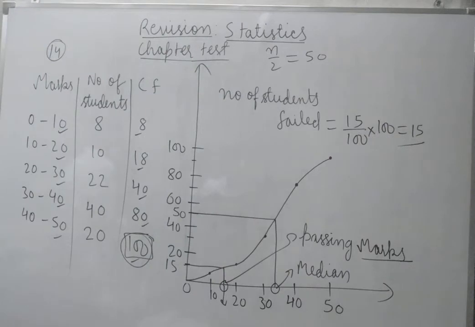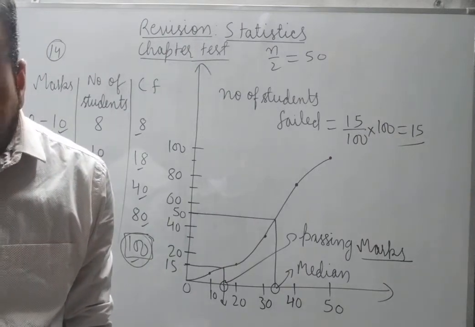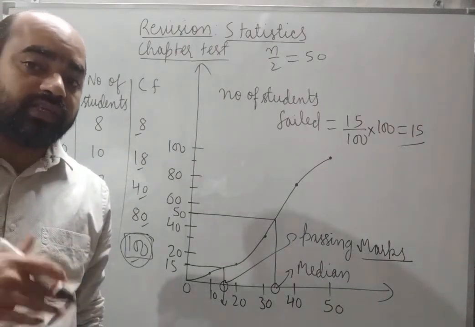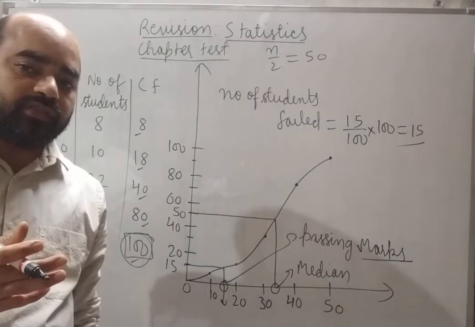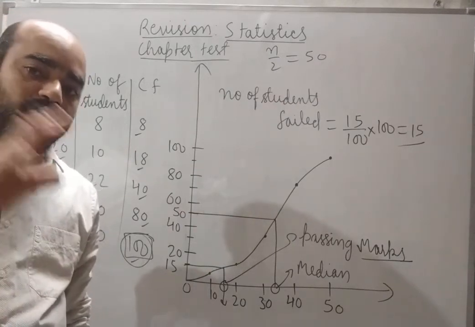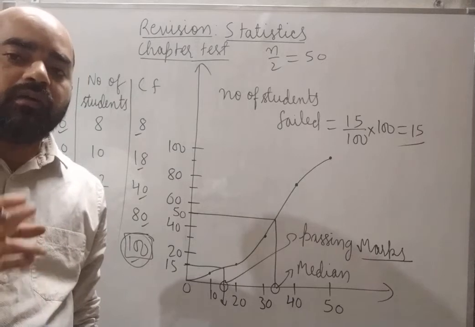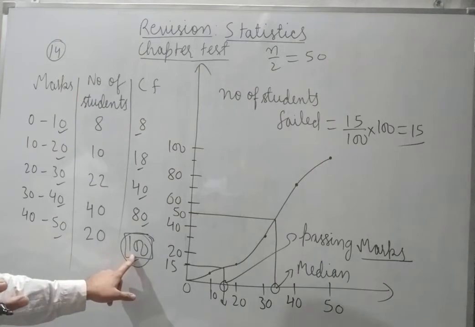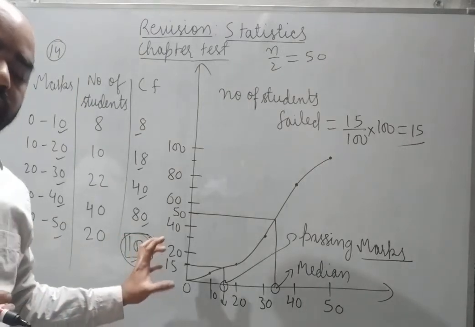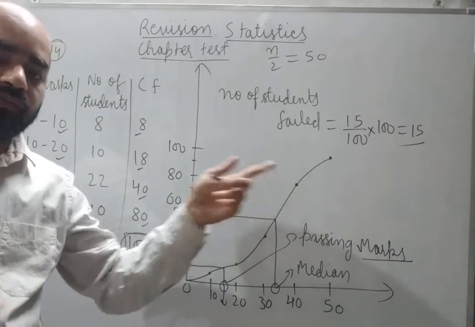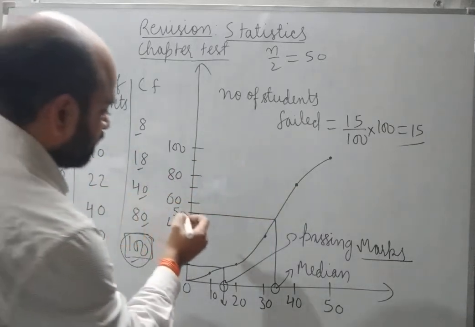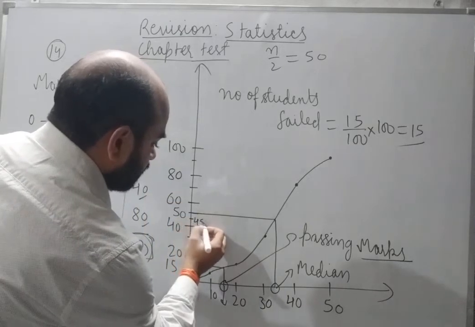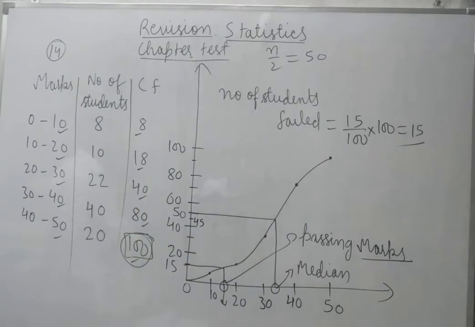Okay, next one. The marks which 45% of the students exceed. It means 45% of students got more than that mark. We have to find that mark for which 45% of the students, that is 45% of 100, that is 45 students have scored more than that mark. So we have to find that mark. Again, 45 means 40, 50. So this value will give 45. Correct?